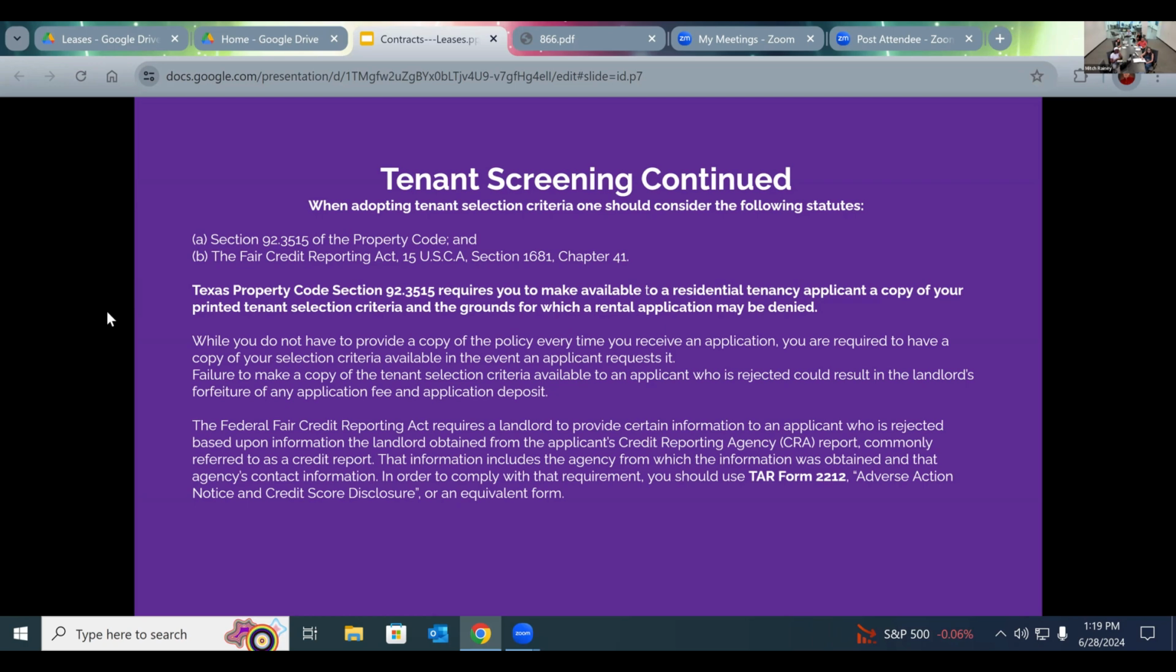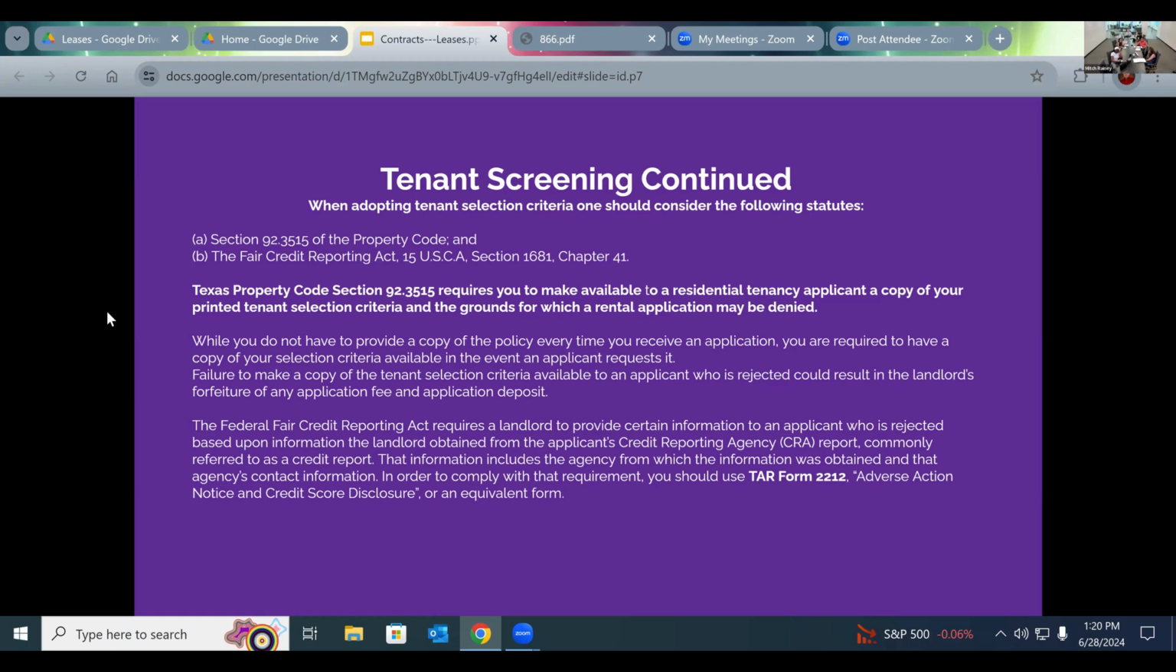Fair credit reporting: if the landlord refuses somebody because of credit, you must give the Texas 2212, which is the adverse action form. This should actually be given every time someone's not accepted. But if it's because of credit, you have to do it by the Fair Credit Reporting Act, which is a federal law. 2212 is the form, adverse actions. If you look at their credit report and see they had a foreclosure last year, and you refuse them based on that, then that form has to be given. It gives the tenant the right to get a free copy of their credit report.